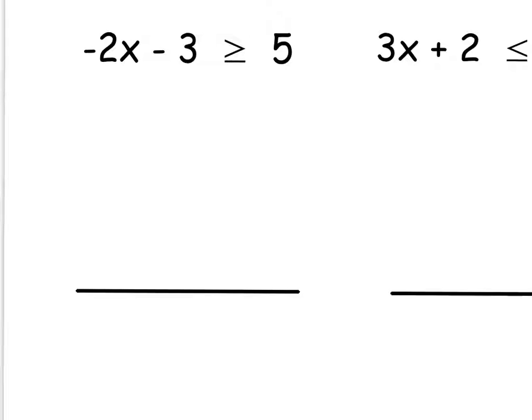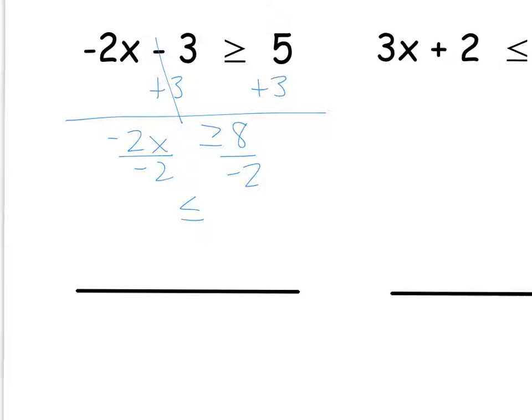Let's look at this first one. I see -2x minus 3 is greater than or equal to 5. So I'm going to add 3 to both sides first and get -2x is greater than or equal to 8. Divide by a -2, and since I divided by a negative, I flip the inequality. Get x is less than or equal to -4.